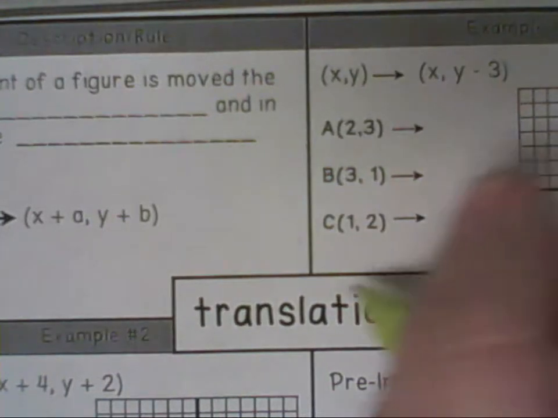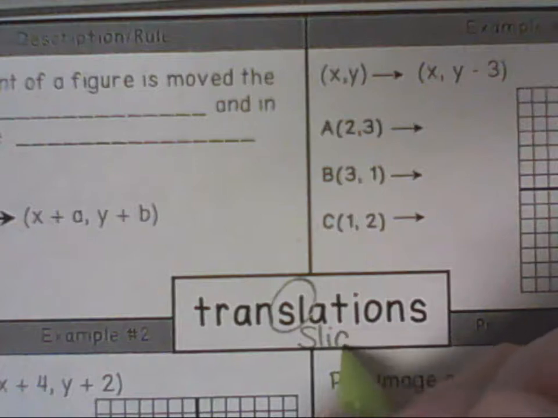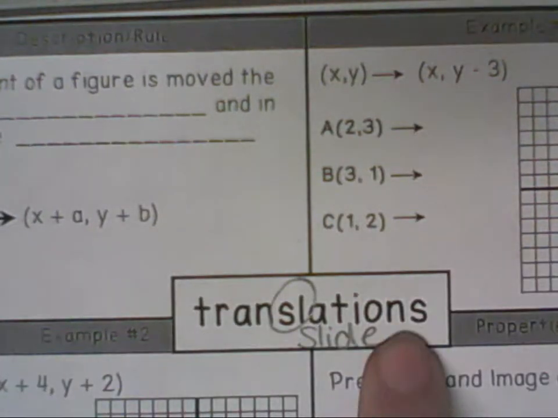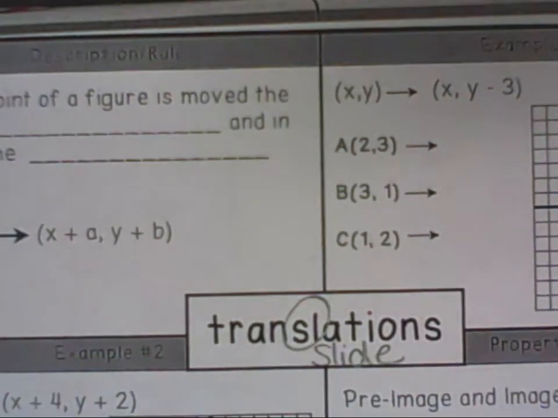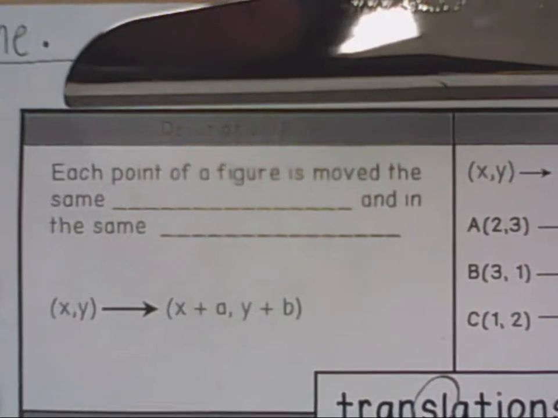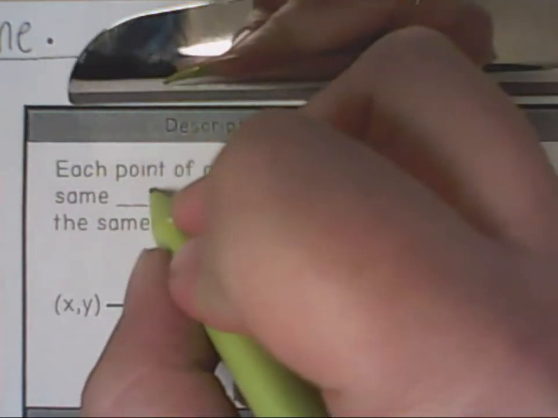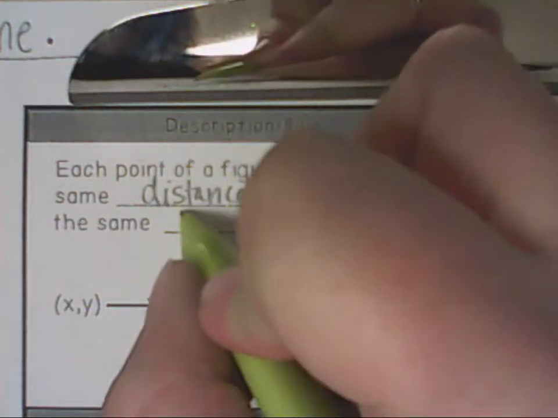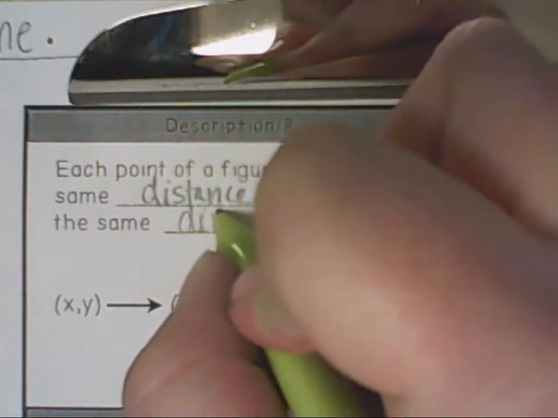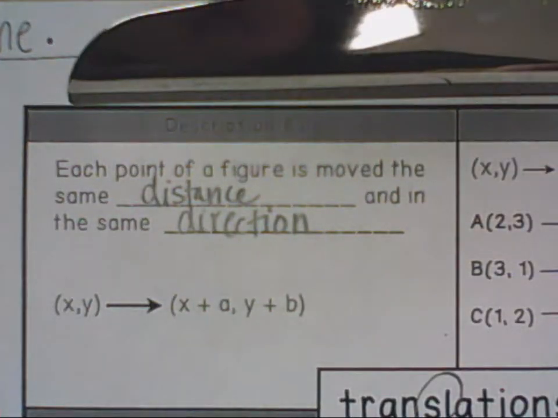Translation means to do what? Yep, it does mean to slide. A translation is a type of transformation that objects can do. We know that each point of a figure is moved the same distance and also moved in the same direction. We slide to the left or slide to the right. We can also slide up and down.